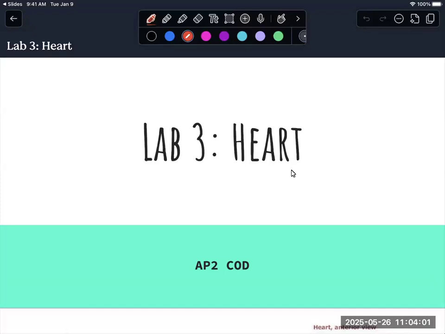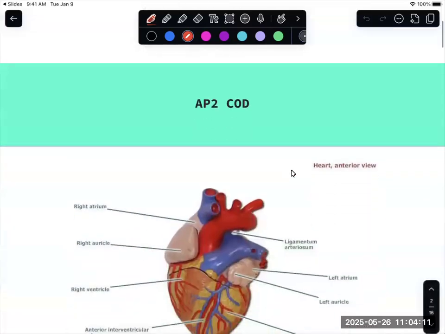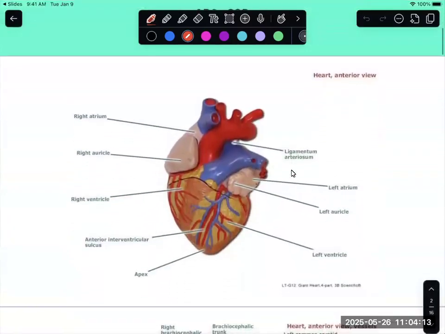Lab 3 is all about the heart. So we're going to look at the outside of the heart, the inside of the heart, and all the blood vessels that are actually on the heart. So if we start by looking at, here's our model of the heart.